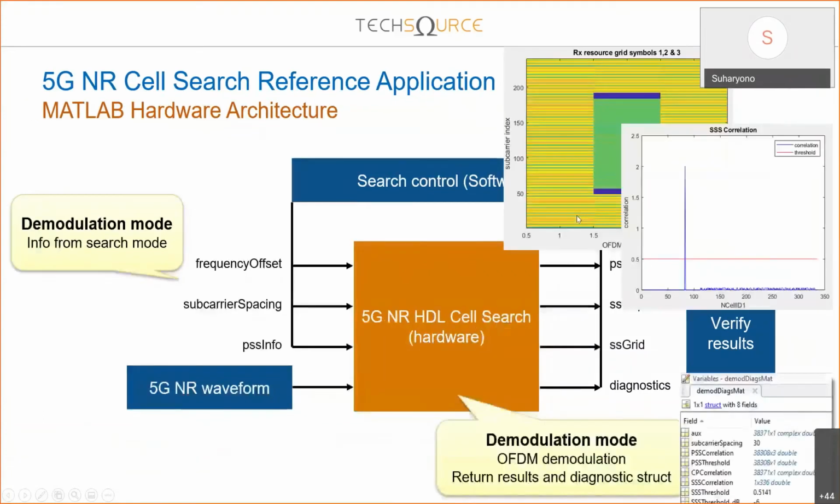So if we look closer, for this example, once we run the cell search, it will find the SS burst, the PSS. If you are not familiar with this, the PSS is the primary synchronization signal, and the SSS is the secondary synchronization signal. Basically, they are for the user equipment to obtain the cell identity and the timing. So we'll take a closer look at how we can design this kind of system.